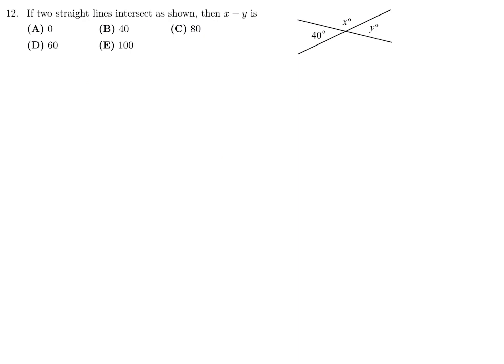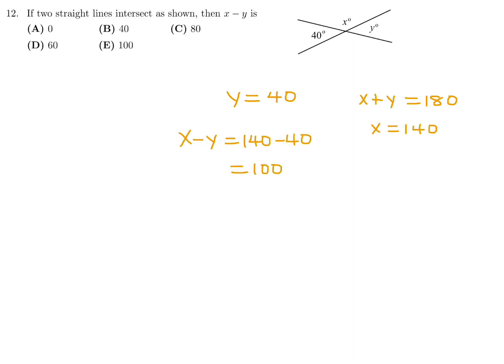If two straight lines intersect as shown, x minus y is. Well, based on the diagram, y is equal to 40, right? That's the rule if you have opposite angles like that. And then the sum of the angles about a line are 180. So x plus y is equal to 180. So since y is 40, x is 140. And then now we can do our x minus y. Well, that's 140 minus 40, and that is 100. So number 12, the answer is E.